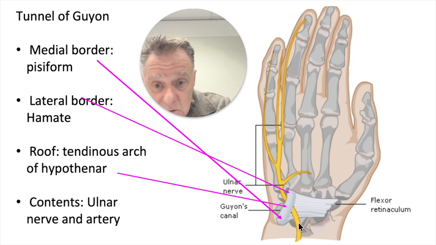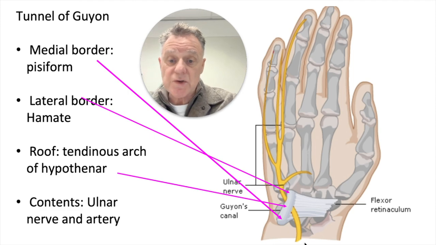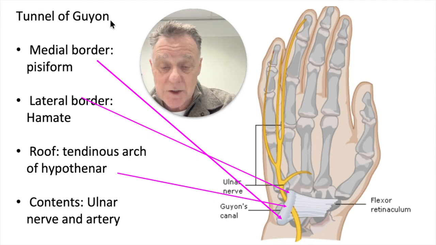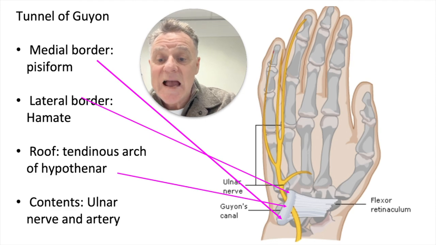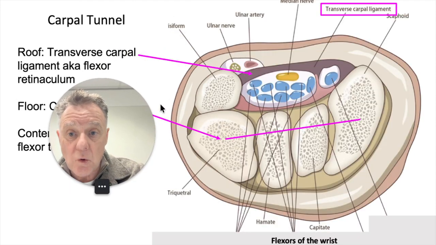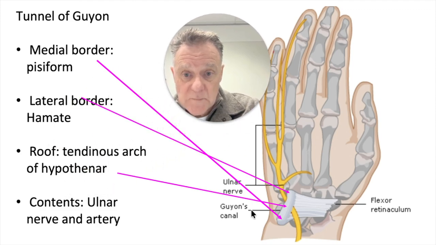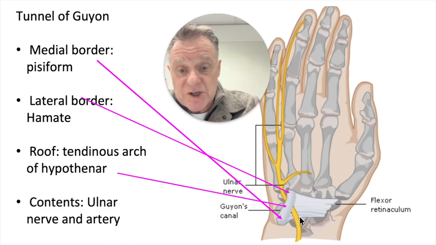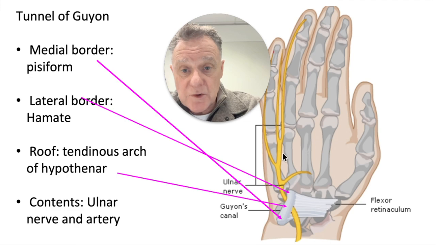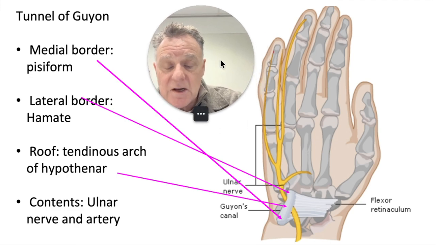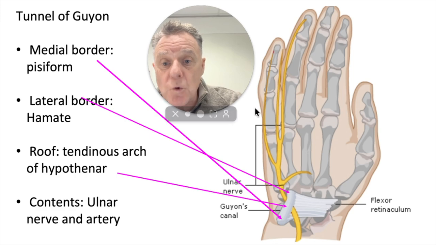Now the ulnar nerve runs through there. So there's a second tunnel within the carpal tunnel as a whole, and it's up here. All right? And that is referred to as the tunnel of Guyon. Now, if there's compression of the ulnar nerve through here, then it creates symptomatology in the fourth and the fifth digit.